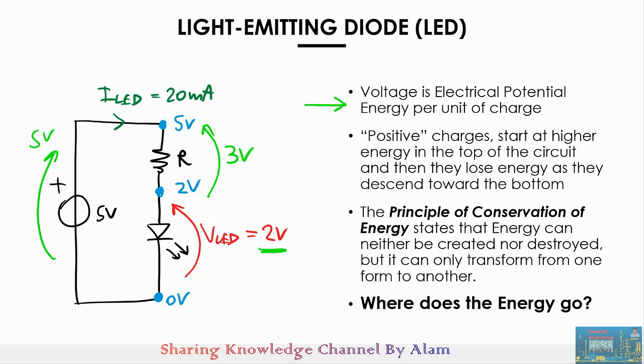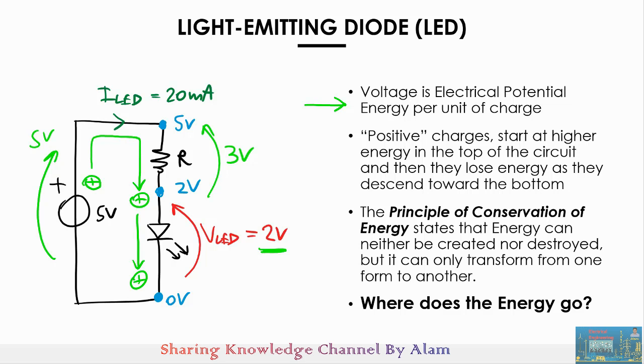Let's think of what an imaginary positive charge will do in this circuit. The positive charge will start the journey here with a very high energy, indicated by the 5 volts. Then, as the charge proceeds towards the opposite side of the voltage source, it will lose 3 volts worth of energy crossing the resistor. And finally, it will lose the last 2 volts worth of energy crossing the LED.